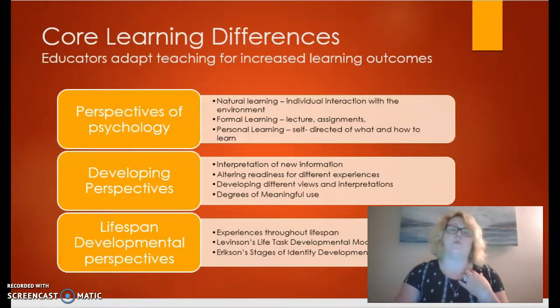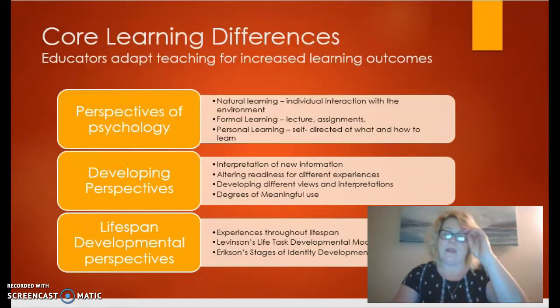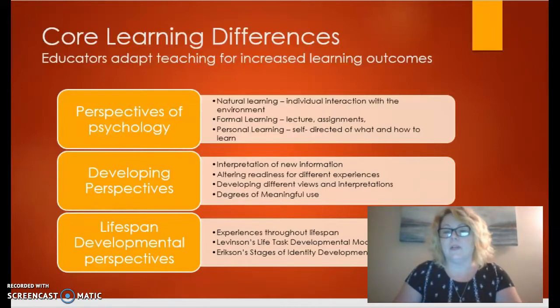And formal learning is more what we do within our classrooms. It's by lecture. We lecture throughout the course of giving the students the theory, and then by actually giving assignments. Professional learning is when we start being more self-directed. And we find that more and more with adult learning, that you start becoming very self-directed. You know what you need to know, and now we need to figure out how we're going to learn that. And that goes into what our learning styles are.